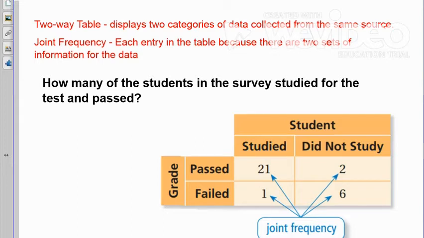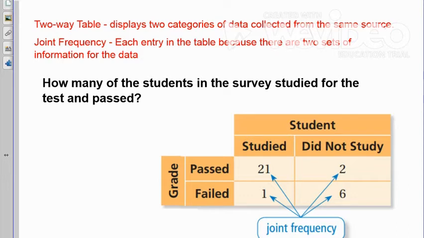Okay, so if you have a table here where you have the students answer a question that gave you one of two answers and you had a result that gave you one of two choices, pass or fail, you have then four joint frequencies. So you can see the arrow pointing to that. So you have those who studied and passed, those who studied and failed, those who did not study and pass, and those who did not study and failed, okay?